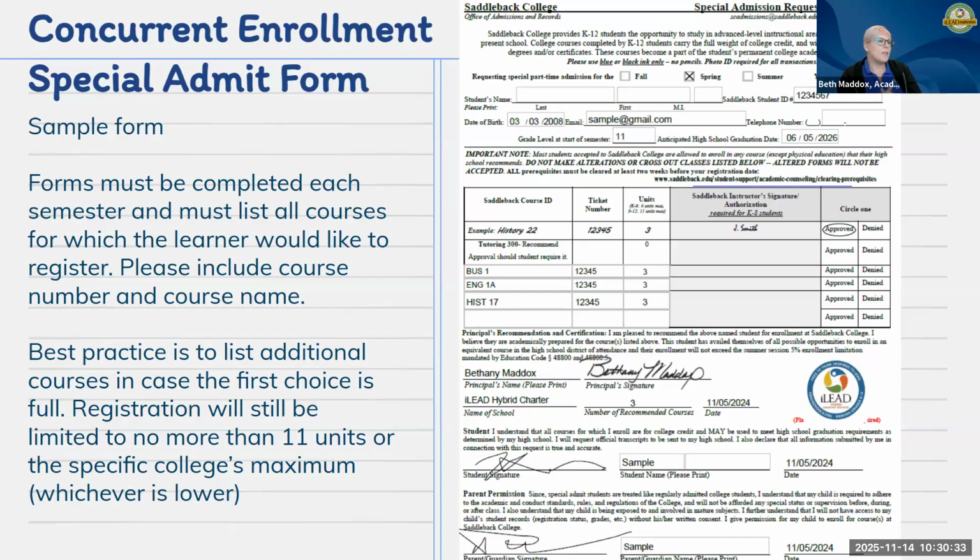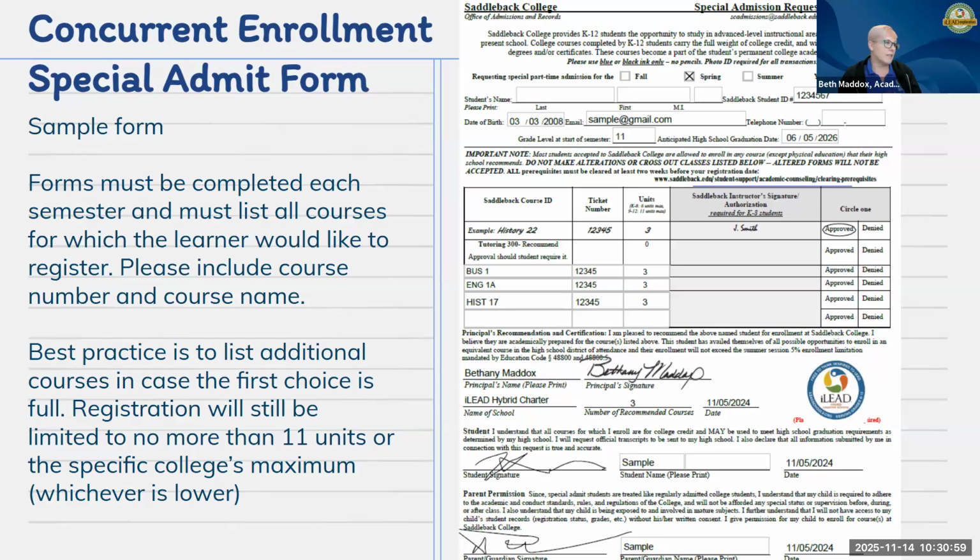Please include the course number and the course name when you're doing this. That allows us to easily look it up and make sure it is an appropriate course. And again, I honestly will very often recommend that we put on more than we want to take. So if we know we want to take one class, but we're not sure we're going to get that one class, I always tell my learners, hey, pick 2 or 3 and put them all on there. Then they're on there and we don't have to come back and do 3 different forms.